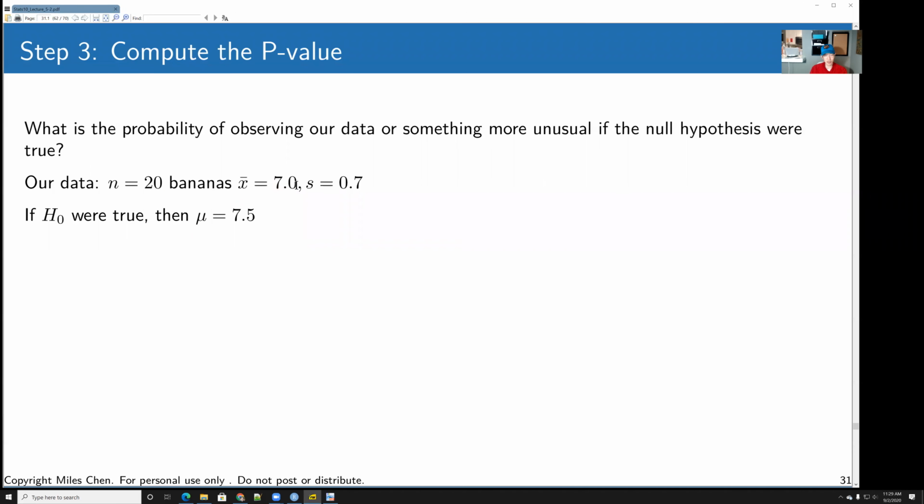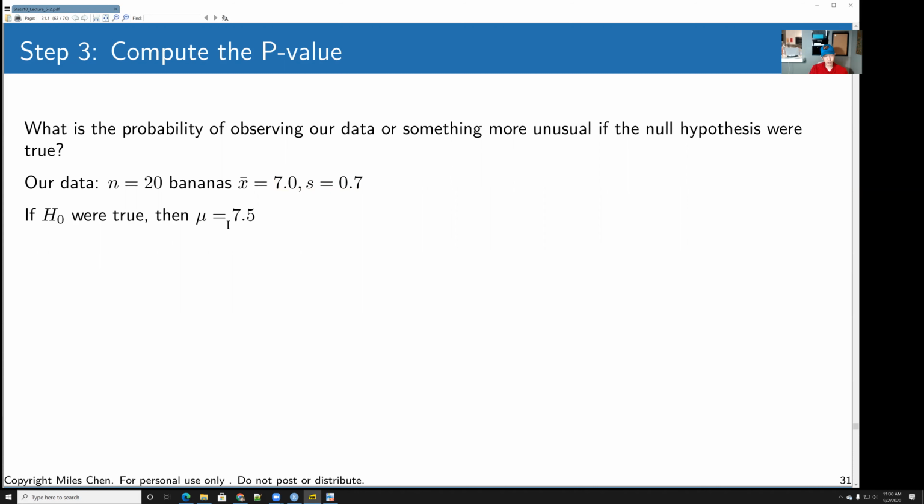So we got 7.0, so something more unusual would be 7.0 or less, and because it's a not equal sign, we're also going to check 8.0, because this is 0.5 away from the mean. So we're going to go 0.5 below and 0.5 above, which would take me up to 8.0. So we're going to look at 7.0 or less, 8.0 or more. We want to know the probability of getting something like our data or something more unusual.